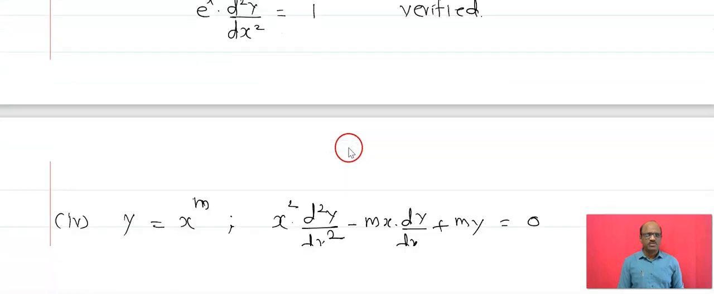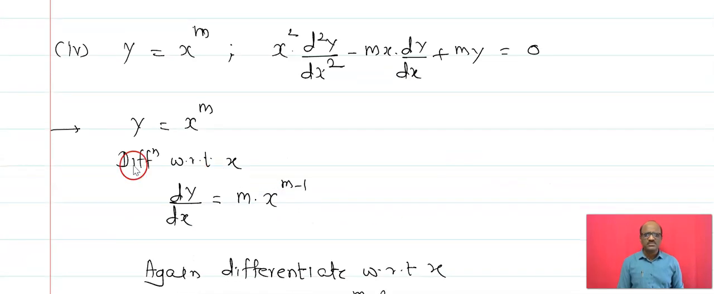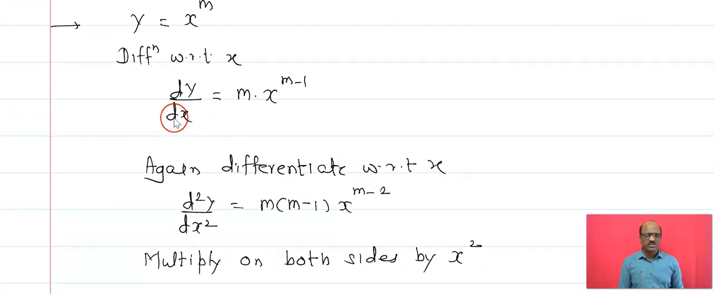Now the next problem, number 4. y is equals to x raised to m, and verify that x square into d2y by dx square minus mx into dy by dx plus my equals 0. Now here y is equals to x raised to m. Differentiate this with respect to x. Therefore dy by dx is equals to m into x raised to m minus 1. Again differentiate this with respect to x.